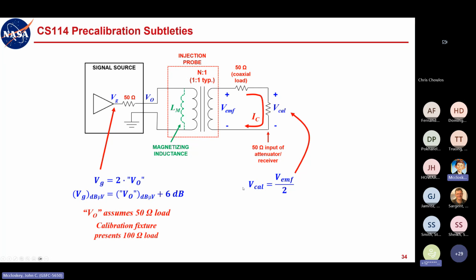So again, your calibration potential out here is half of the injected EMF, right? This EMF is what's injected, what your probe is injecting into that loop. Your measurement device is measuring half of that. Or again, in dB space, your calibration potential is the EMF minus 6 dB. And then your calibration current, reiterating from before, is that calibration potential divided by 50 ohms, or your VEMF divided by 100 ohms. And the same thing. Okay.